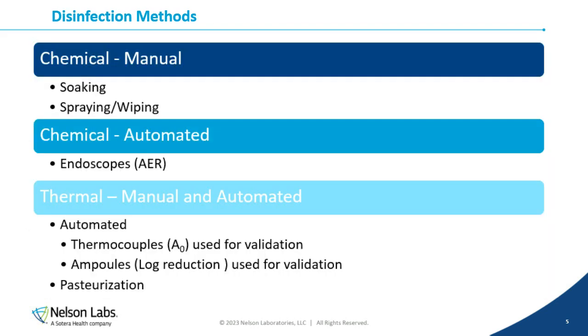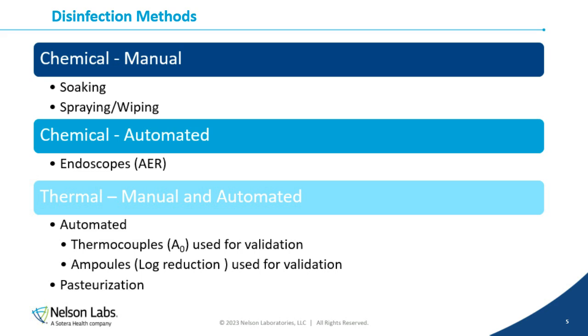So there are a few different kinds of disinfection methods out there. The different methods of disinfection are essentially broken down into two categories, chemical and thermal. Within the chemical category, you have manual chemical disinfections. These are performed by soaking the device or spraying or wiping the device with a chemical disinfectant. You also have automated chemical disinfections. This is where automated equipment is used to disinfect the device, such as an automated endoscope reprocessor.